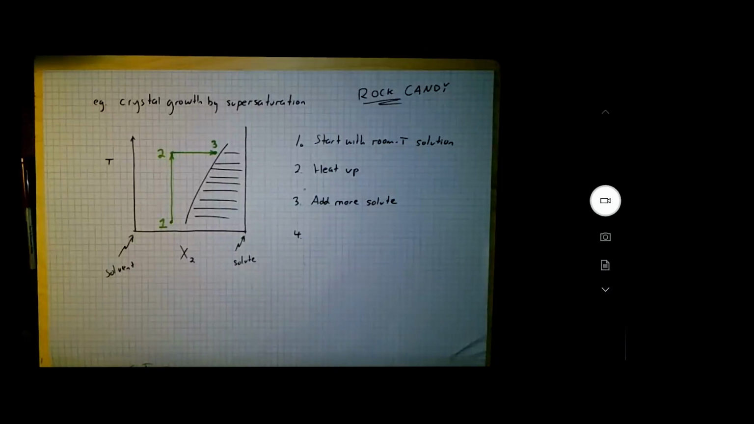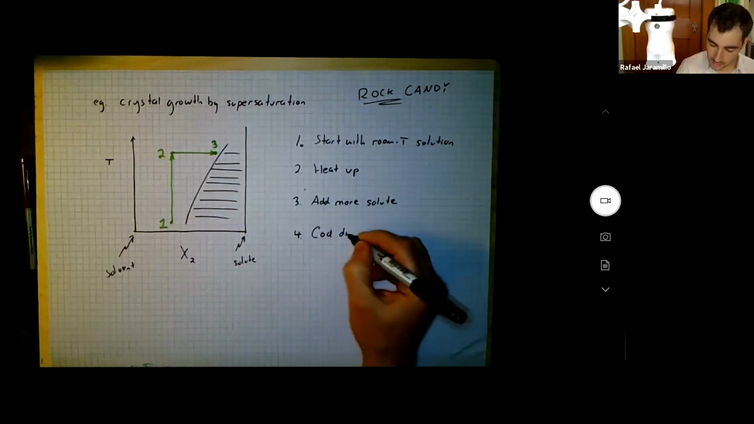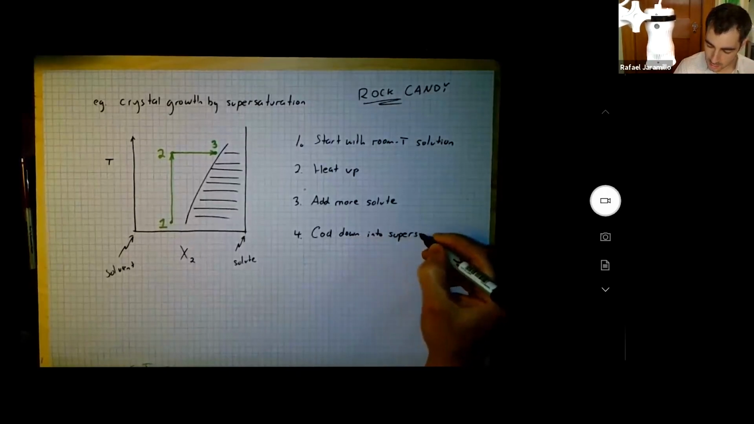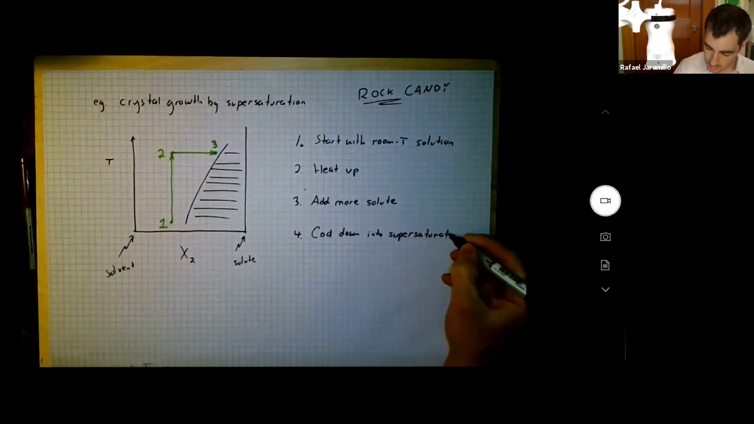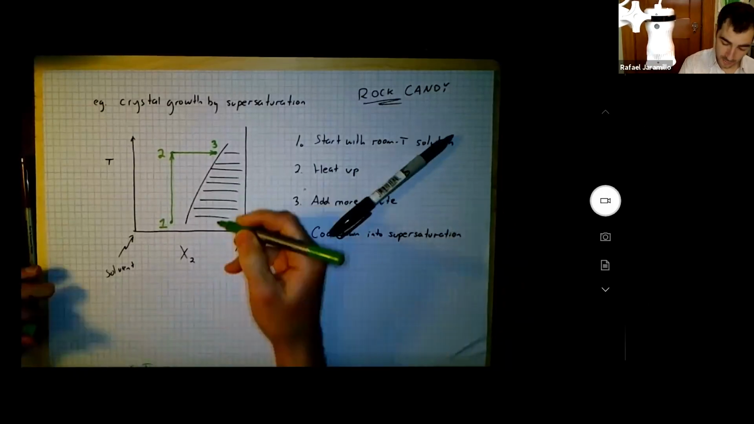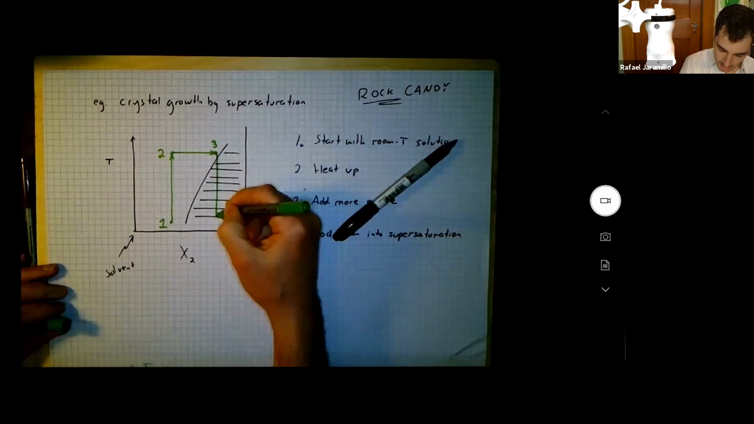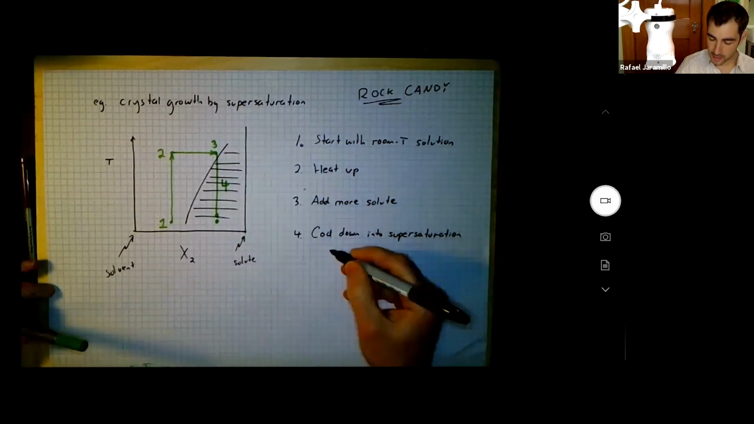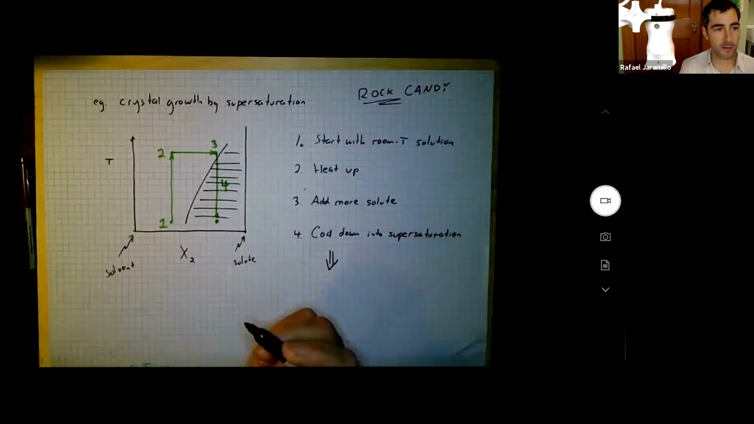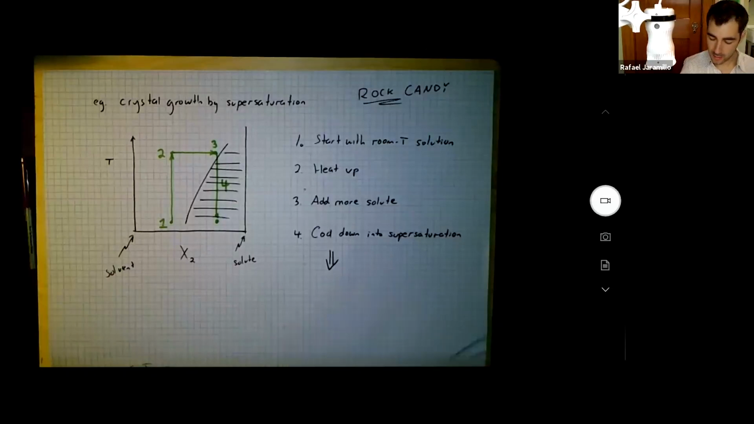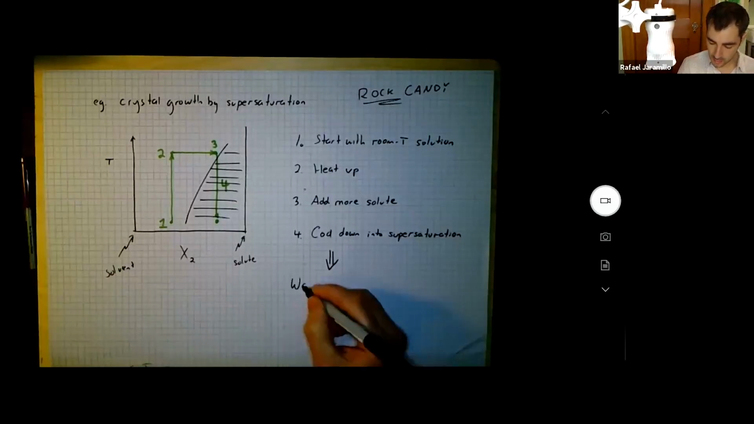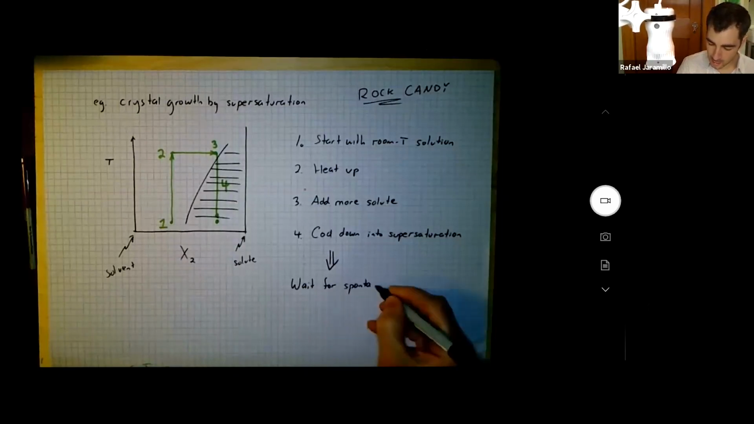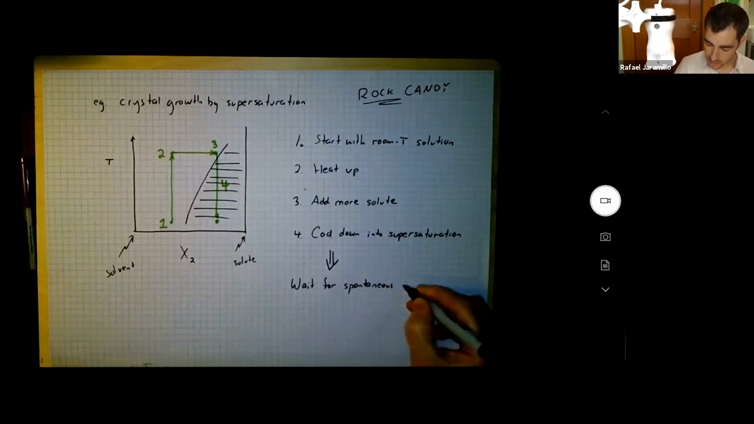You cool it down? Yeah. We're going to cool down into supersaturation. That's step 4. And then what's the final thing we do? We wait for spontaneous crystallization.